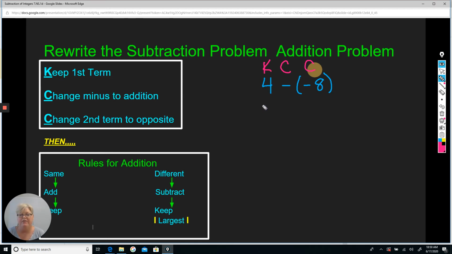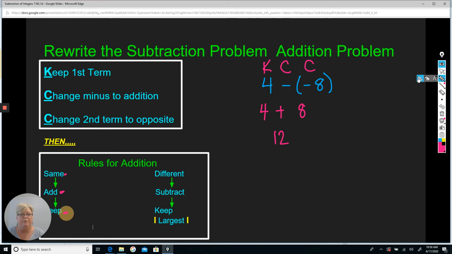And so I'm going to keep the first term. I'm going to change it from minus to plus. And I'm going to change negative 8 to positive 8. Now, I don't have to do a parenthesis because I'm not separating the operation from a sign. So now I have 4 plus 8. Now, you can just go back to elementary here, and we know that 4 plus 8 is 12. But also know that the rule works because these are the same sign. Both terms are positive. We would do same, add, and then keep the sign.